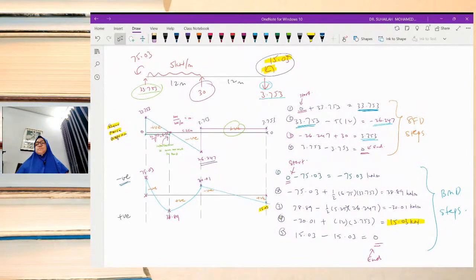Okay, so this example I do it quite detailed. Of course, start from dividing the beam into elements, and we have to label the degrees of freedom. So degrees of freedom we label based on unconstrained and constrained system.